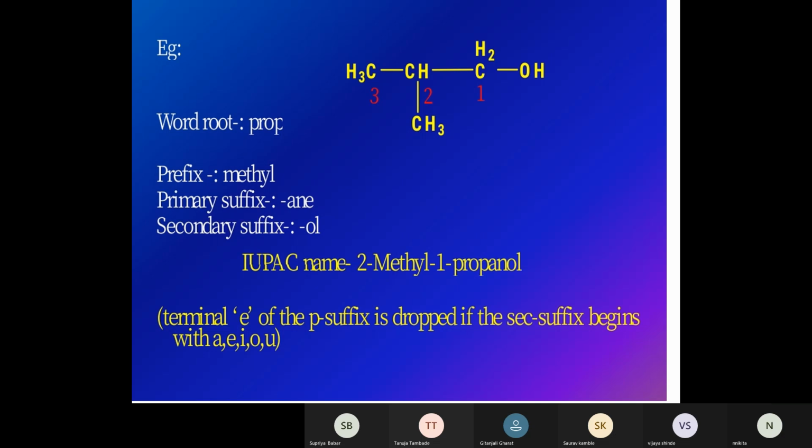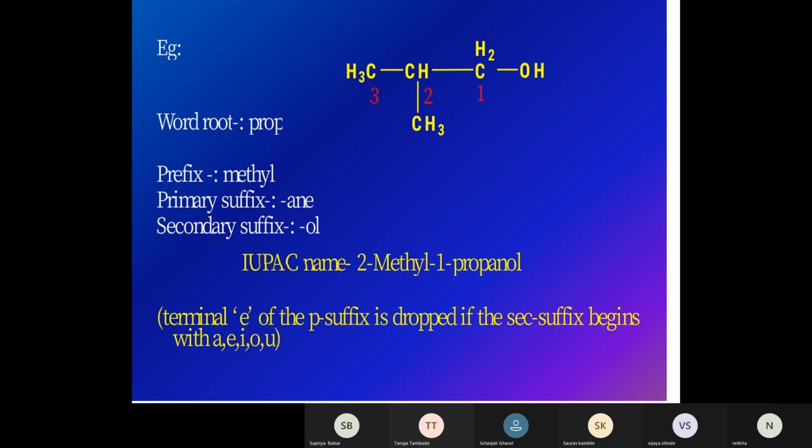So here the prefix is the methyl. It is attached to the second carbon atom, so we will write it as 2. See, 2 methyl. Whenever there is a number and a word, we separate them by a hyphen. That small dash, in IUPAC nomenclature we call it a hyphen. Then 2, then comes the hyphen, then the prefix, the methyl group.